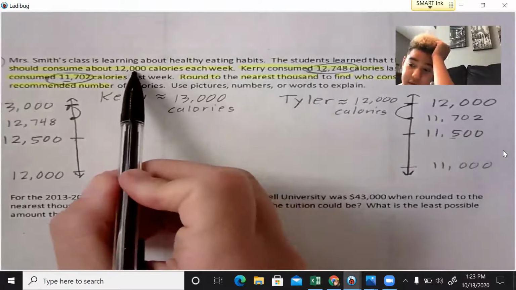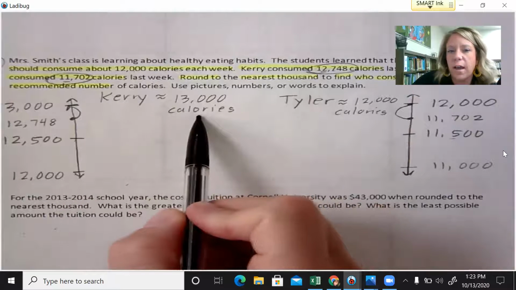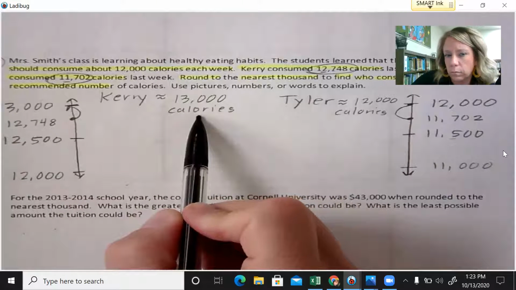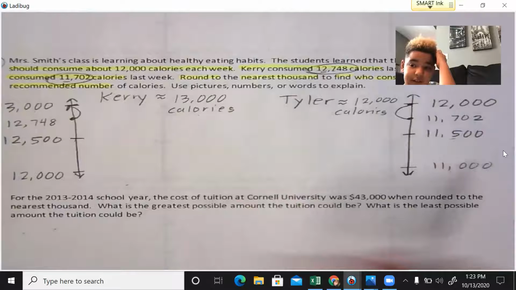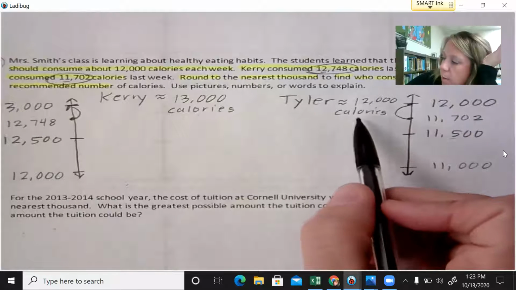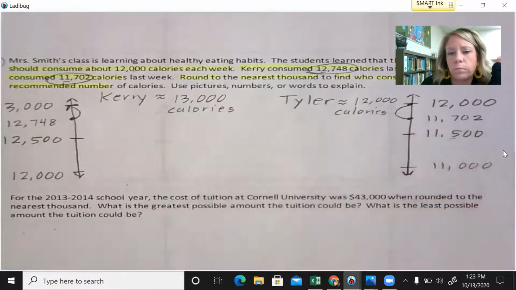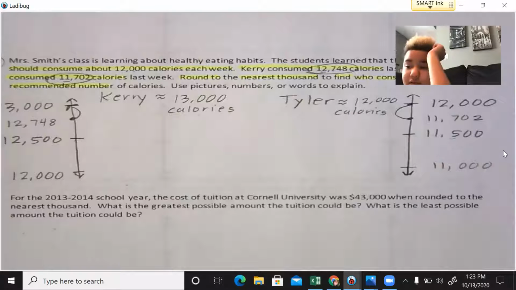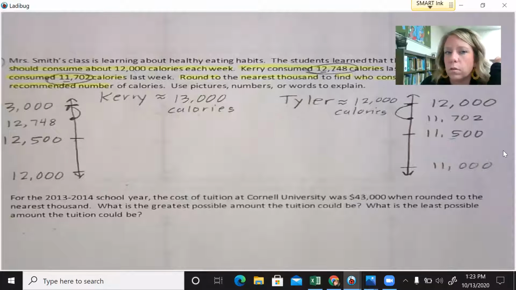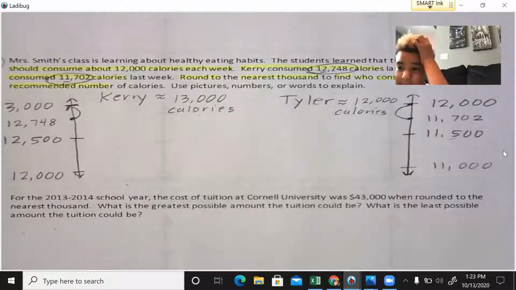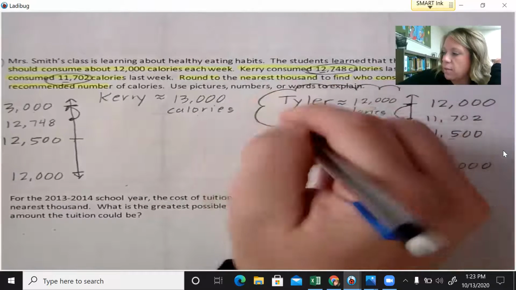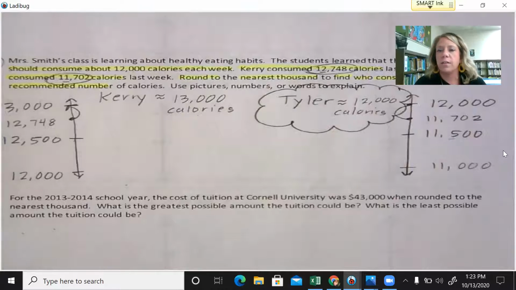12,000. Okay. About how many calories did Carrie consume? 13,000. 13,000. Yep, and about how many did Tyler consume? 12,000. So which one of those is closer to 12,000? 13,000 or 12,000? 12,000. Right, so we're going to put something around Tyler so we know Tyler's the answer. He was closer to the recommended amount of calories.